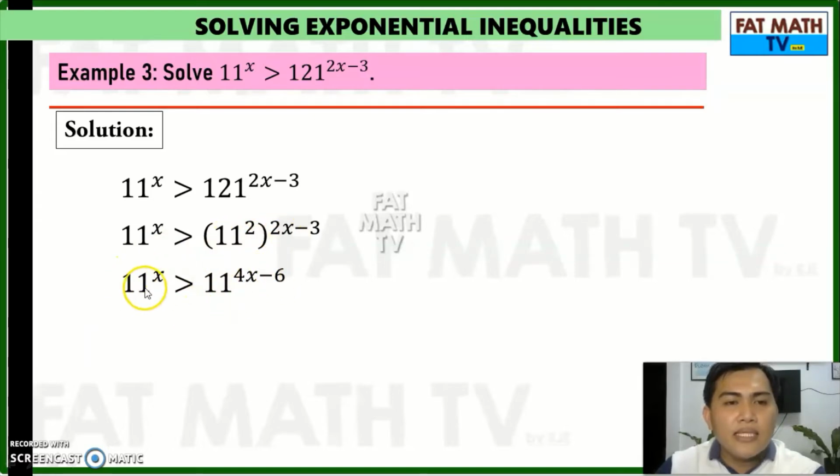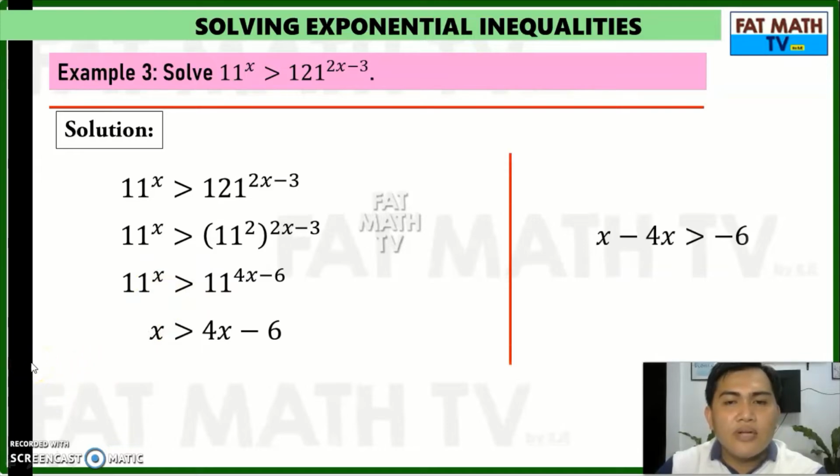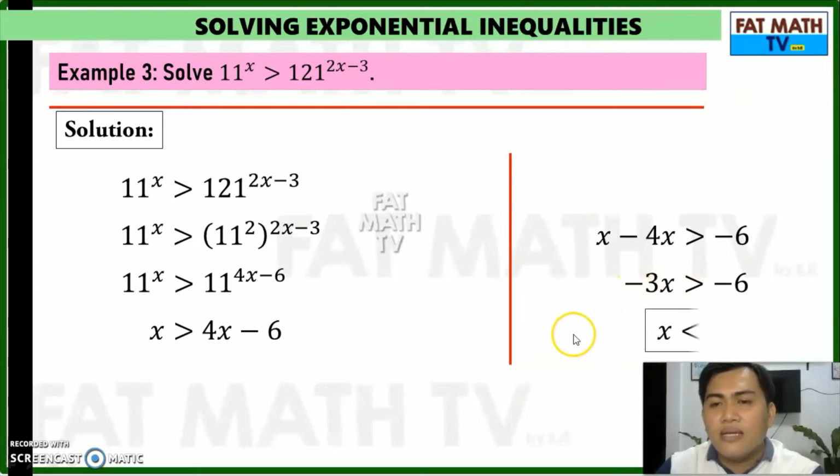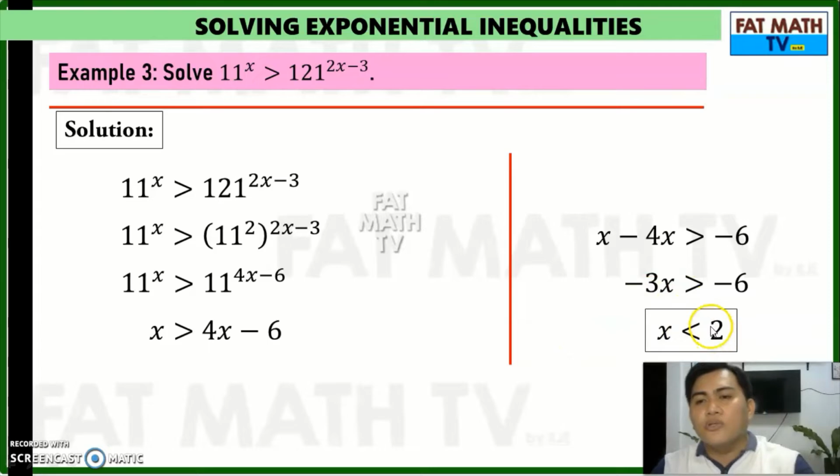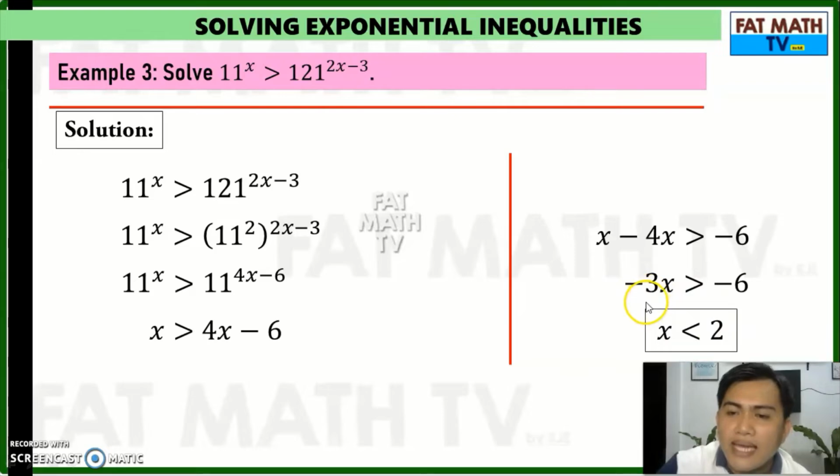So since the base is greater than 1, we will have x is greater than 4x minus 6, and then subtract 4x from both sides of the inequality. We will have negative 3x is greater than negative 6, and then multiplying negative 1/3 to both sides of the inequality, or that is the same as dividing by negative 3, you will get x is less than 2. Take note that the inequality symbol here reverses because we multiplied by a negative number. Okay, so that's the multiplication property of inequality.